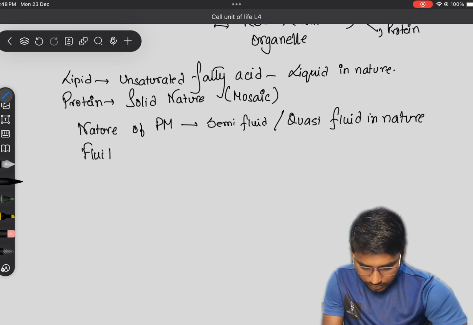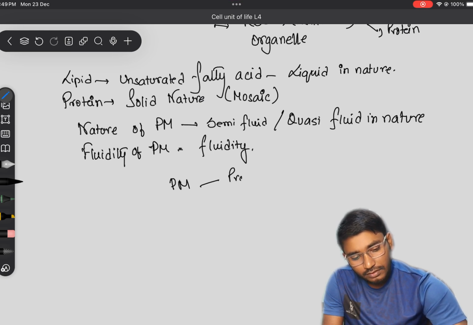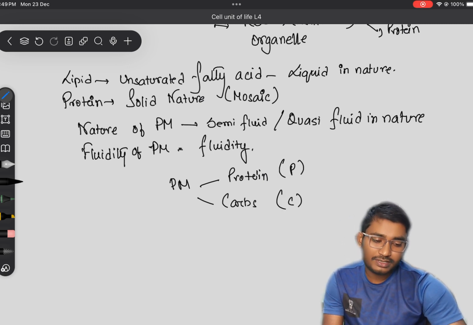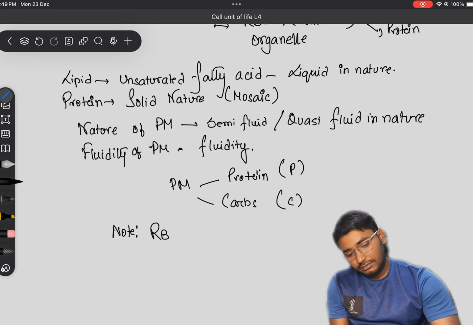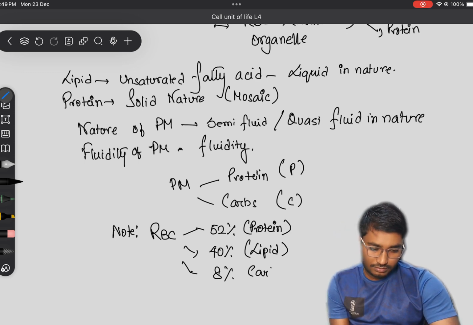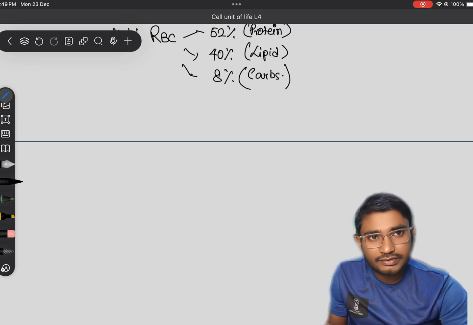Fluidity of plasma membrane. Plasma membrane consists of protein and carbohydrate. Carbs. Protein P, carbohydrate C. Note down RBC: 52% protein, 40% lipid and 58% carbohydrate. Okay, this is the constituent of RBC. The constituent of RBC is the same.